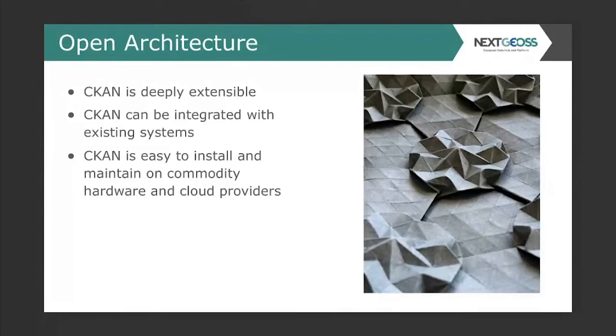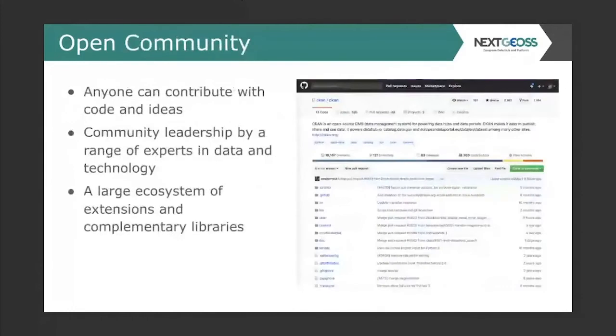Perhaps most importantly of all, and as I slightly touched on in the open source point, CKAN has a large open community. Anyone can contribute code and ideas. There's community leadership by a range of experts who have extensive experience with data and technology around data management. And there's a large ecosystem of not only extensions, but also complementary libraries in the spaces of data science and data engineering and so on.